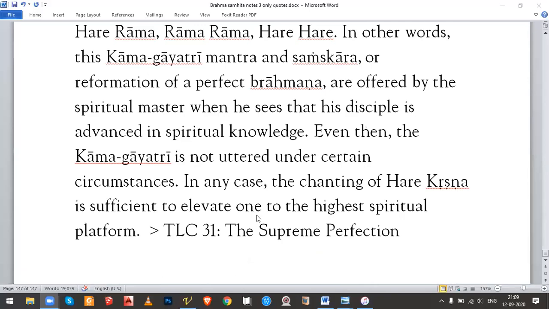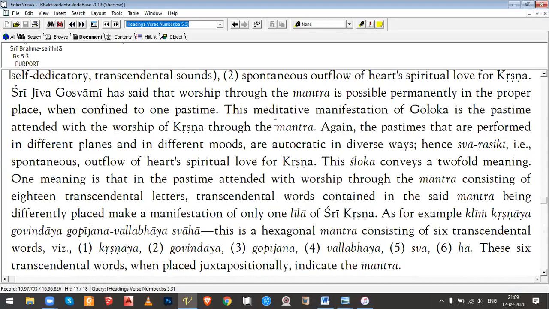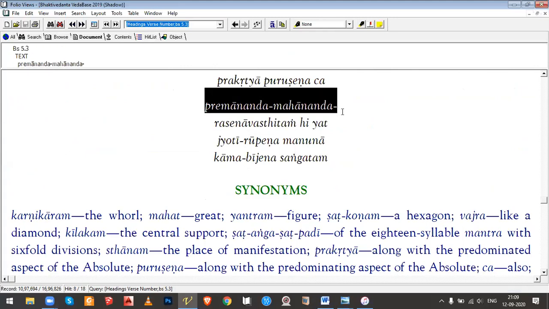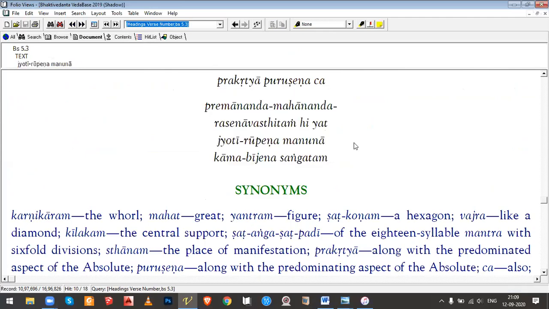There is one more point I want to show you. Here, the second part of the shloka says, Premananda Mahananda Rasainava Sitam Hiyat Jyoti Rupena Manuna Kama Bijana Sangatam. In this yantra, or in this abode which will be revealed by the yantra, there is a bliss from prema. This is called Premananda. By worshipping this yantra, by meditating on the Lord, this is called the Gopala mantra. By meditating on this mantra, by chanting, one will achieve Premananda, the pleasure of prema, of exchange.